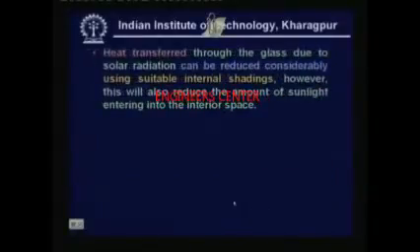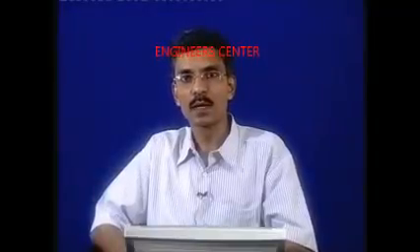Now, heat transferred through the glass due to solar radiation can be reduced considerably using suitable internal shadings. You might have noticed that when you are using internal shadings, the shading coefficient is less than 1. That means the amount of heat transmitted is less than 1. So everybody knows that if you want to reduce the radiation, you can simply put a curtain or use Venetian blinds. Thereby you can cut down the amount of radiation entering into the building. So that is good as far as the cooling load is concerned.